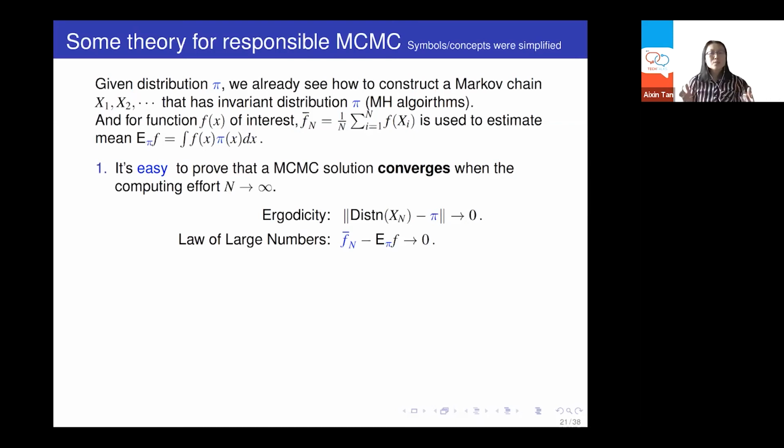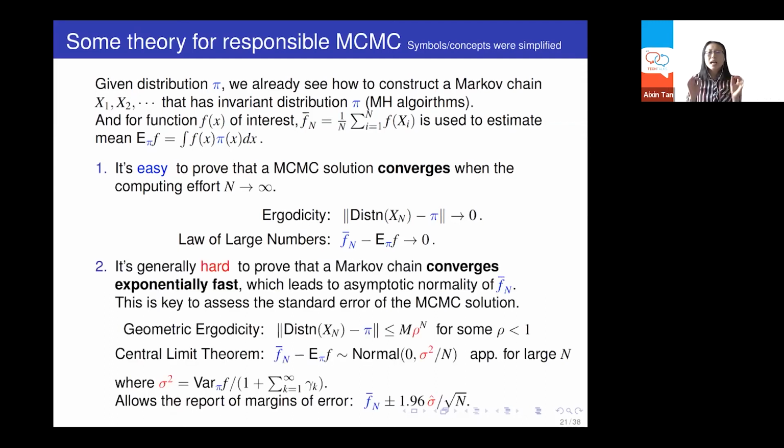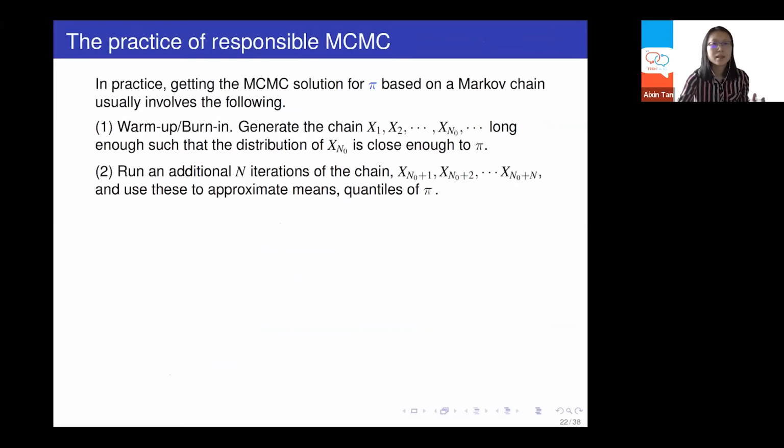The theory that makes this procedure valid is the following, and it's actually pretty easy to prove. You have convergence in the distribution, and you have convergence in the estimator, okay? And in contrast, it's generally hard to prove that the Markov chain converges fast enough to give you a stable estimator, to have a finite variability of the estimator, okay? It needs to converge, for example, exponentially fast, and that will give you a central limit theorem. And the importance of a central limit theorem in practice is that it allows you to report margins of error. There are a lot of details I'm going to skip, but the point is it's hard analytical analysis for part two. Okay, so the last page is theory.